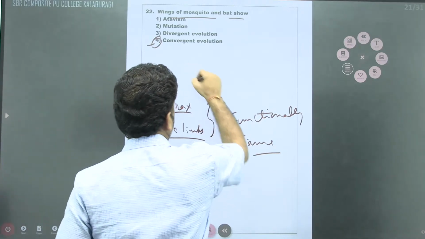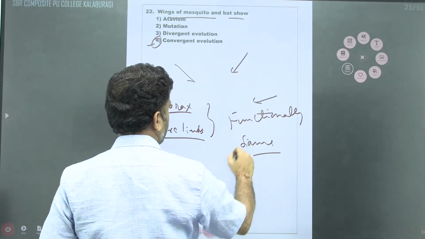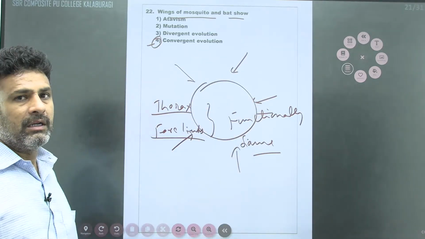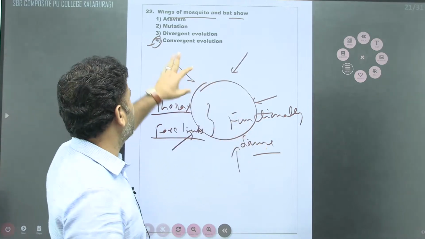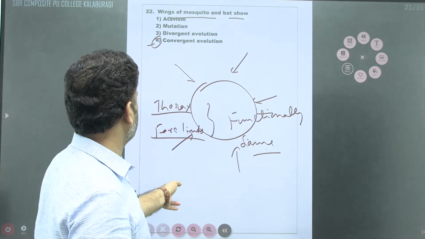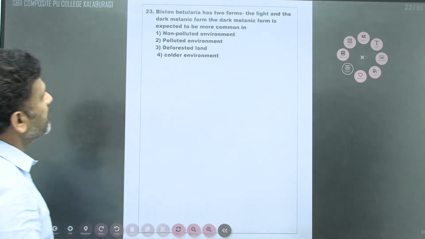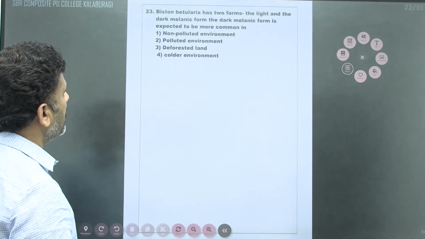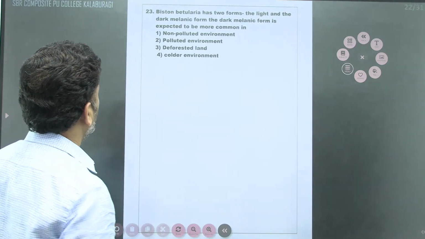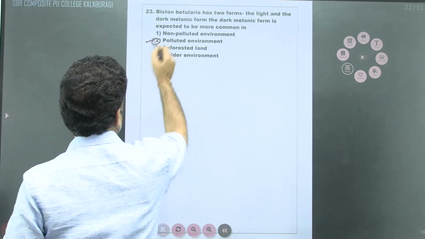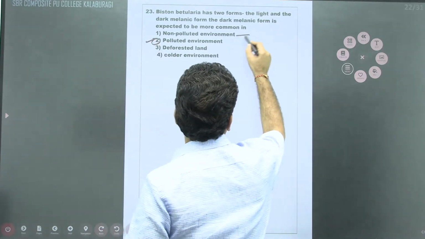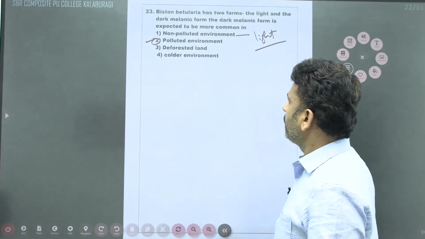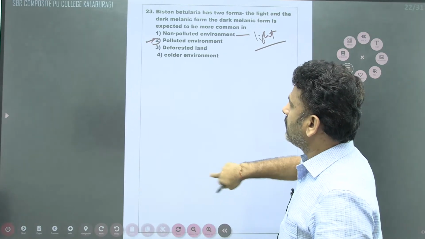Convergent evolution means that different groups of individuals, from different directions, in order to adapt to a particular habitat, share common features. That is called convergent evolution. So that's why the fourth option is correct. Next, Biston betularia has two forms. One is light and another is a dark melanic form. The dark melanic form is expected to be more common in a polluted environment compared to a non-polluted environment. In a non-polluted environment, the light colored variety is more common. So the second one.